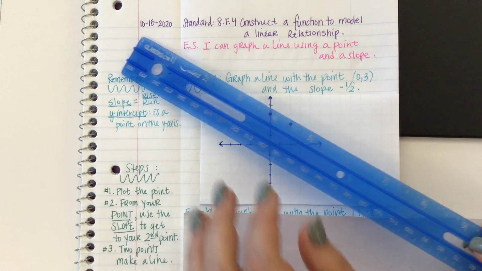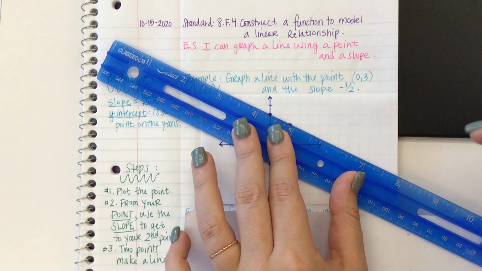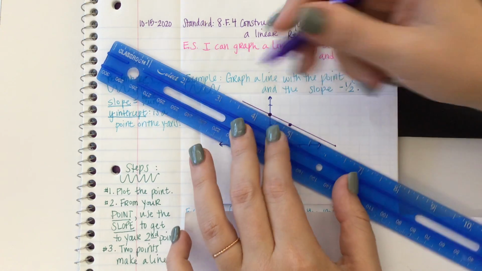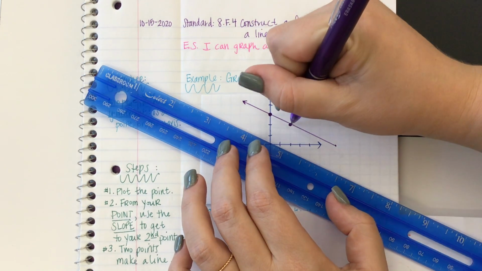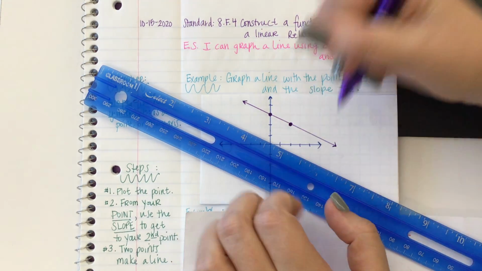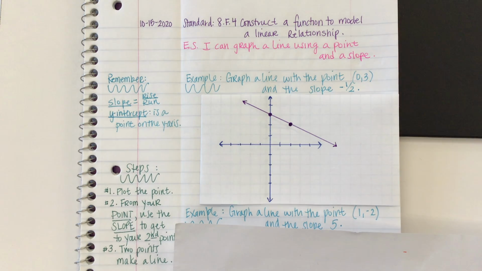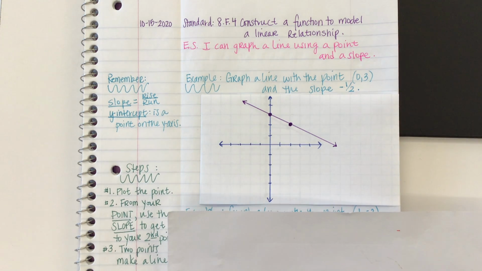And my last step is, 2 points make a line. These 2 points make a line, so I'm going to take my ruler and draw my line, and then I am done because 2 points make a line. And here I have my line with the point (0, 3) and the slope -1/2.